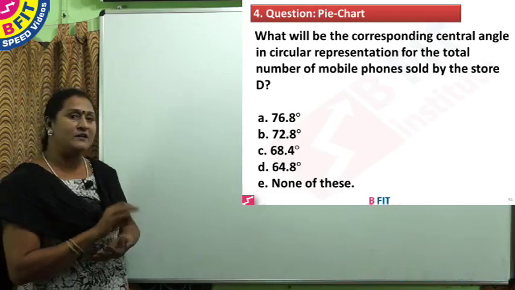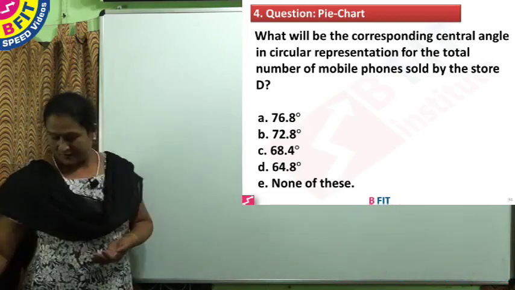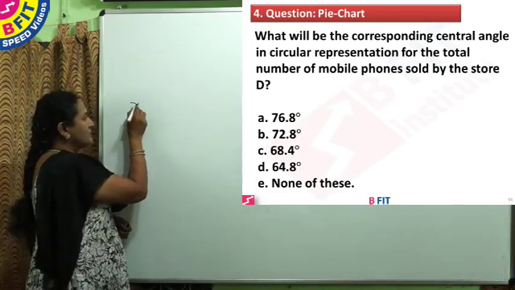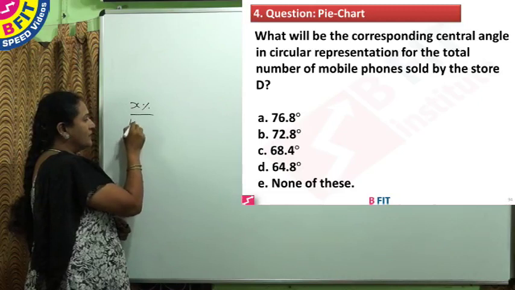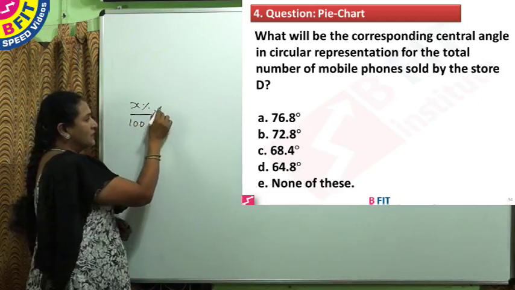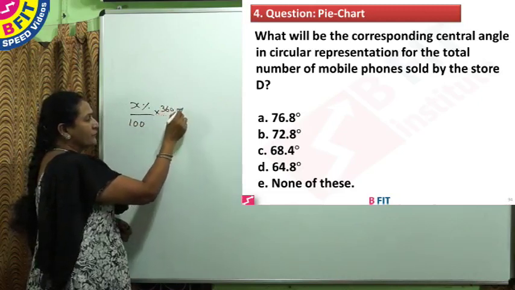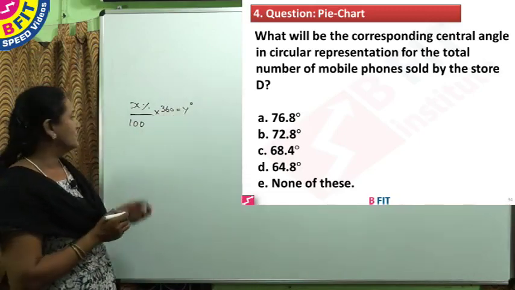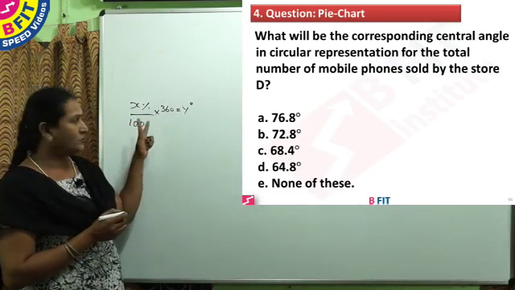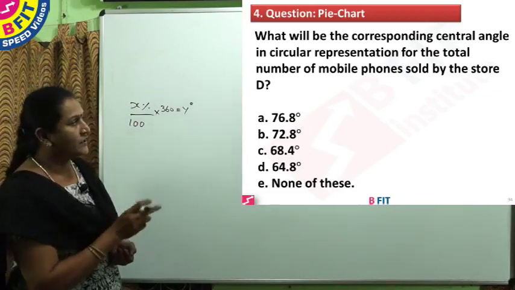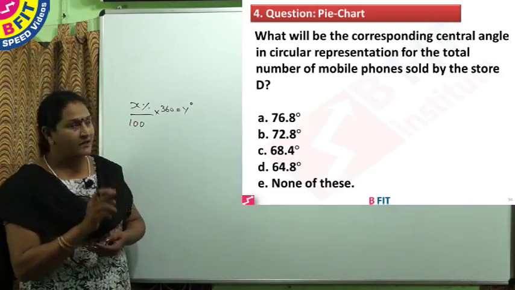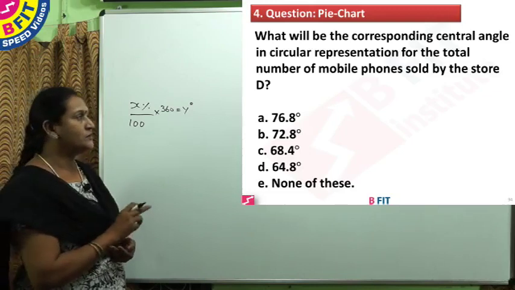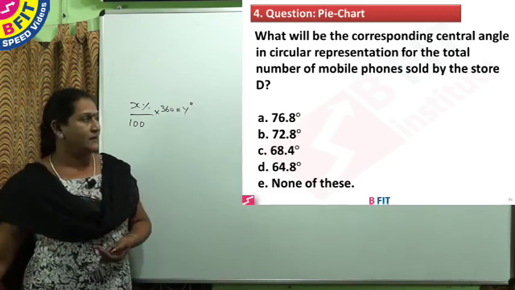And how to convert percentage to degrees? So when the data is given in percentage, say suppose it is x%, it is divided by 100 and multiplied with 360. So we get the corresponding degree conversion. So percentage equivalent is converted to degree format. So here we are asked to find the corresponding central angle for the number of phones sold by store D. So we'll see the working slide.